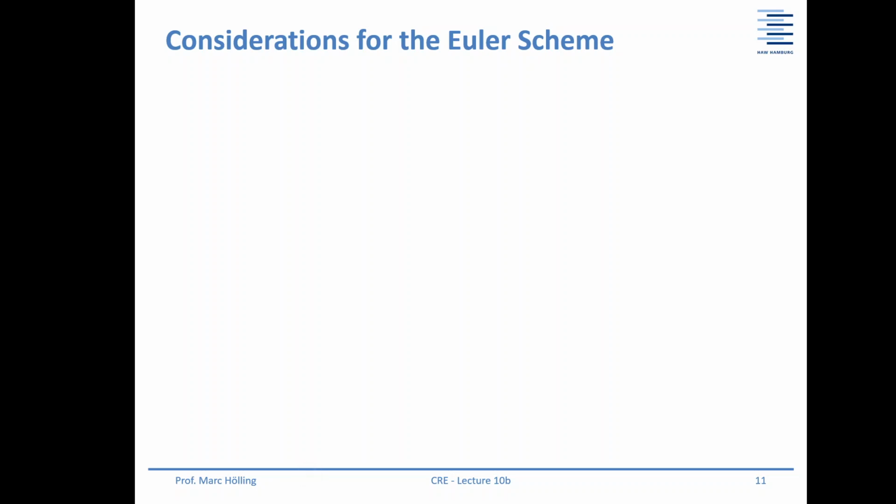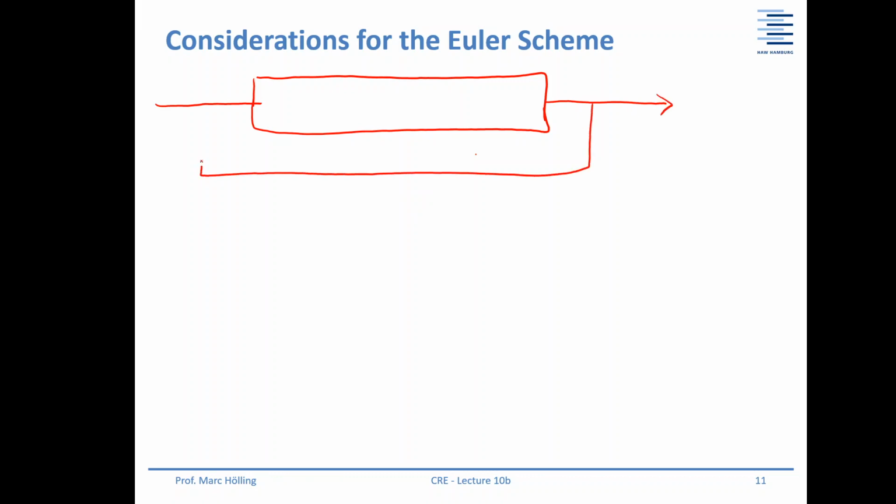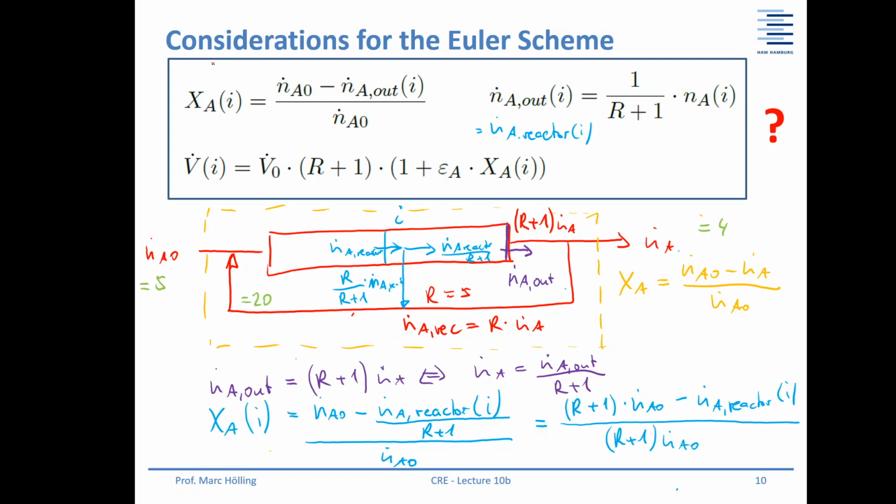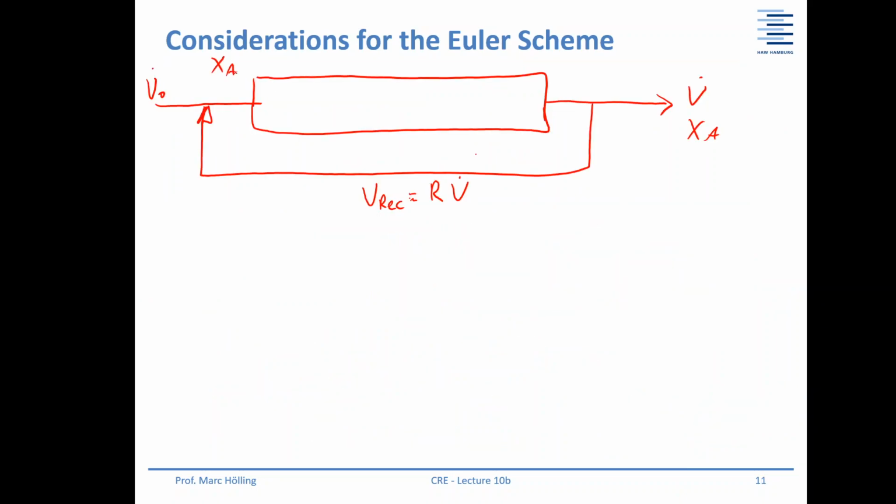The next thing is the volume flow. Again, we have here our reactor. So we have here our initial volume flow, we have our outlet volume flow, and here we have V recycle, which is R times this one. Okay, and we have our outlet conversion, we have our inlet conversion, XA in to the reactor.